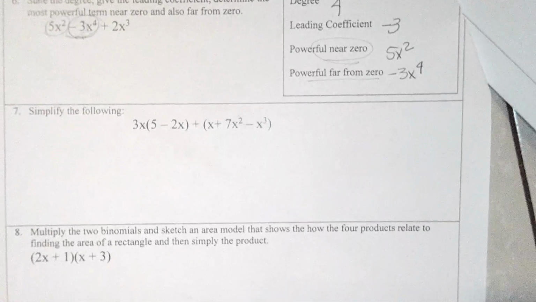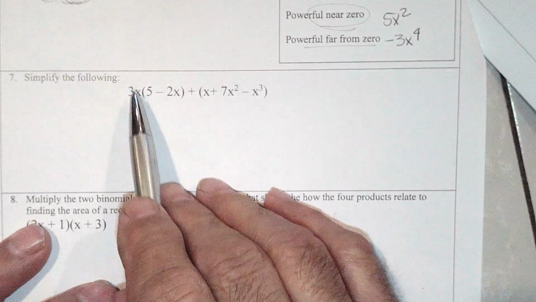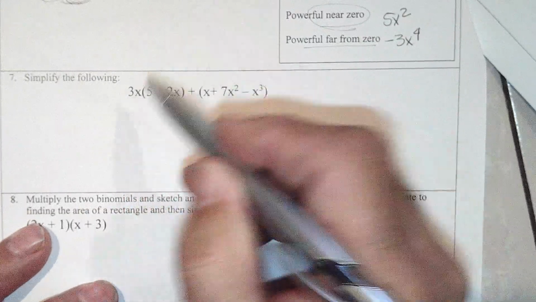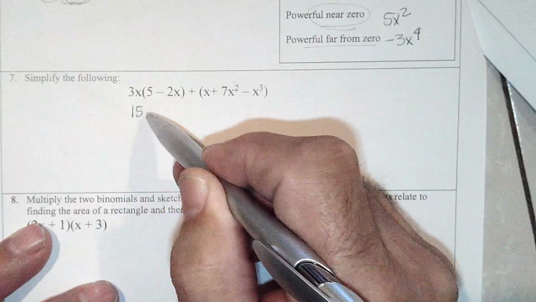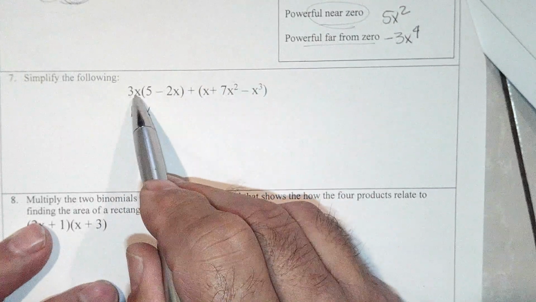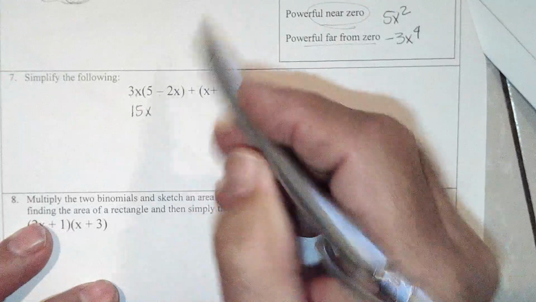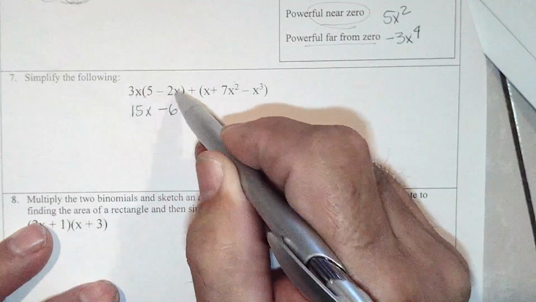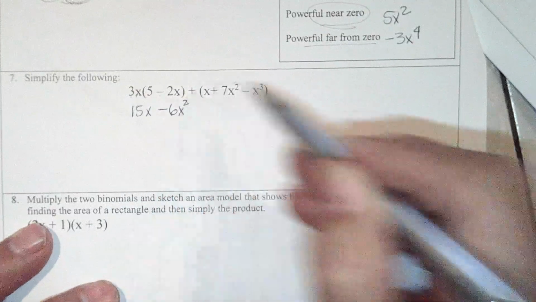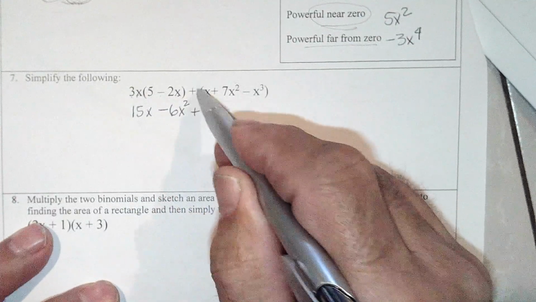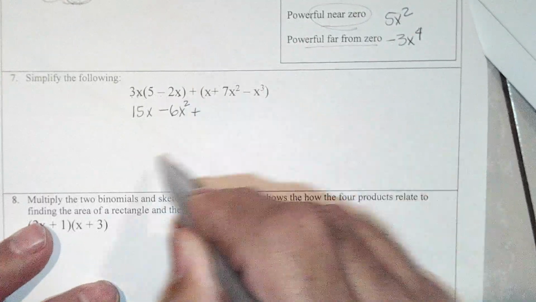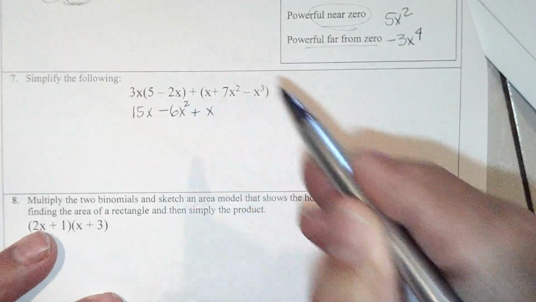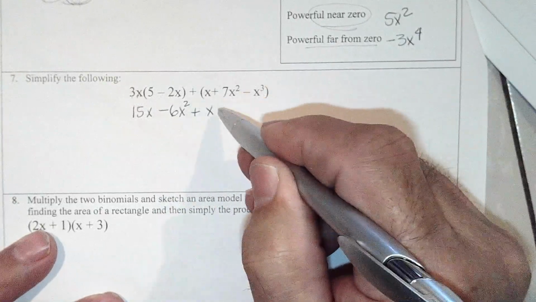Okay, number 7. So 3x is times this parentheses, so 3x times 5 is 15x. 3x times a -2x, 3 times -2 is -6, x times x is x squared. There's nothing to distribute here, so we can drop the parentheses. If there was a minus, we'd have to go in and change the signs of all those, but there isn't a minus.